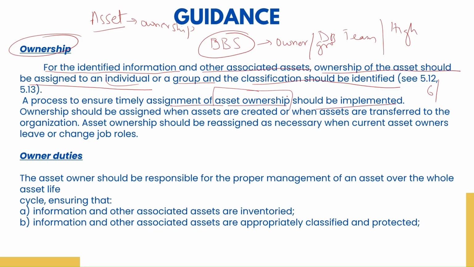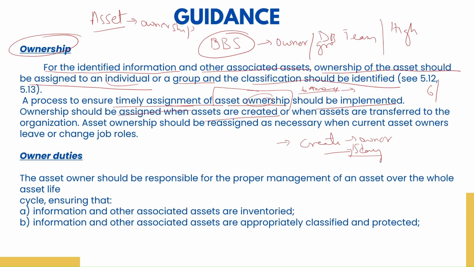The process to ensure timely assignment of asset ownership should be implemented. So whenever an asset is being created, an owner should be assigned, right? So it says that ensure timely assignment. So when an asset is being created, make sure within 10-15 minutes or within a day an owner should be assigned. Not that it is just lying there and no one is the owner. So you should make sure that there is a timely assignment of ownership to this asset. That kind of process should be implemented.